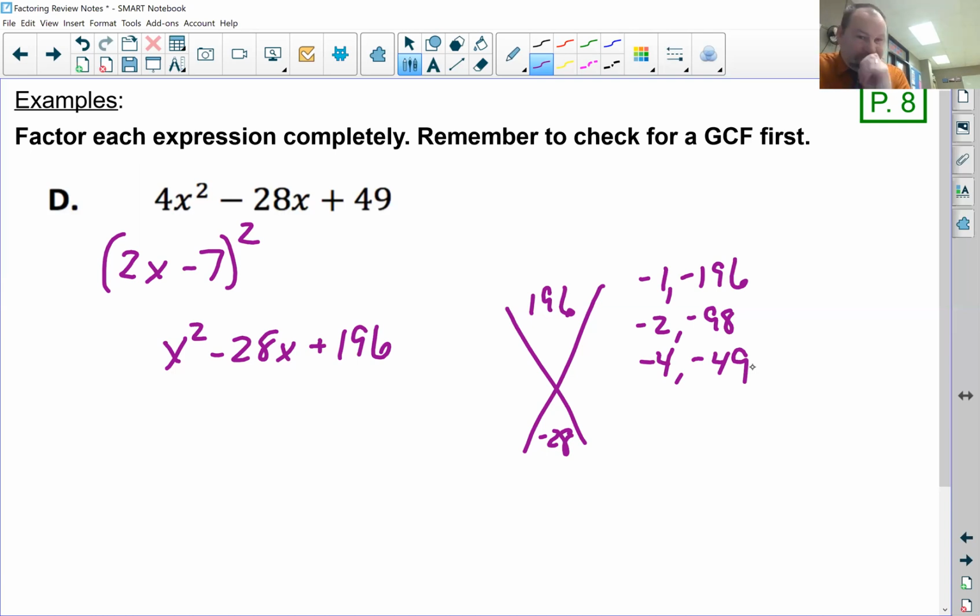7 is just one we have to check. And 7 goes in there 28 times. That doesn't add to negative 28, but we're getting pretty close. That adds to negative 35. We're pretty close. 8 is not a factor. I know that because even though 4 is a factor, the other factor is not even, so 8 is not going to work.